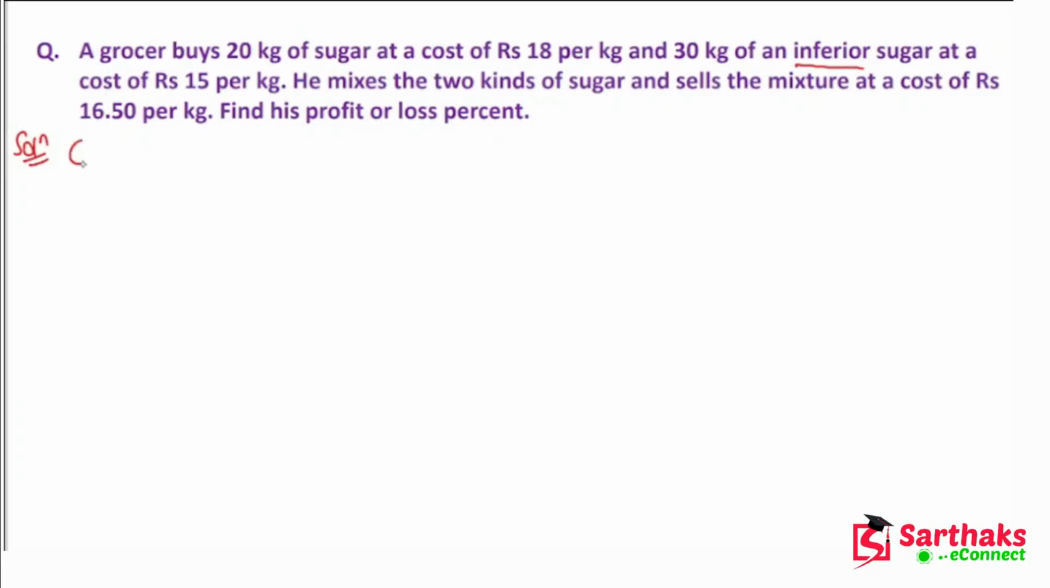Cost price of 20 kg sugar would be what? Because he purchased them at 18 rupees per kg, it would be 18 rupees per kg. So for 20 kg it would be this. So he spent rupees 360 on purchasing the first kind of sugar.